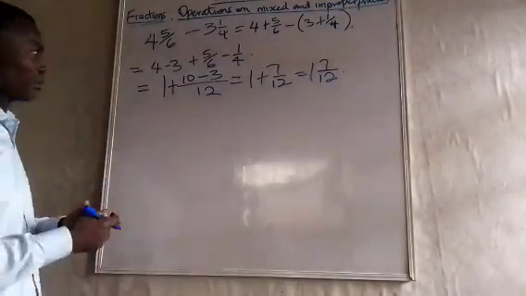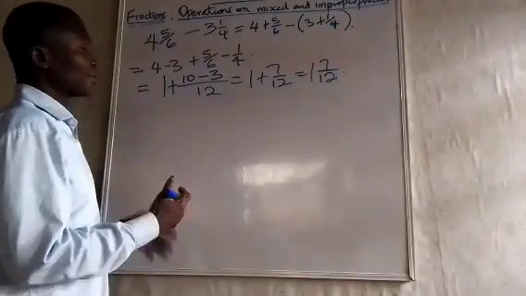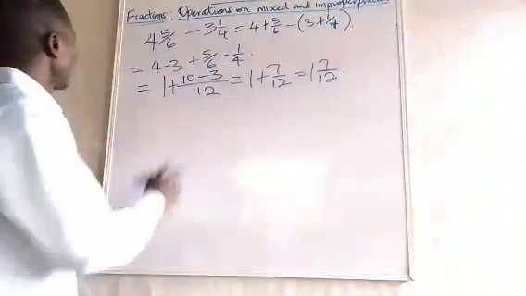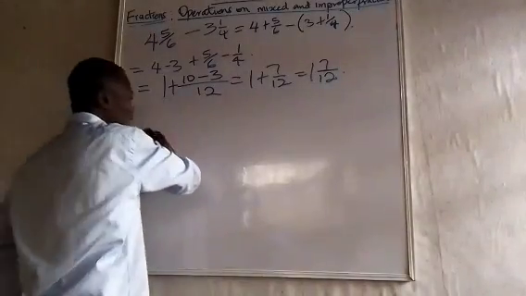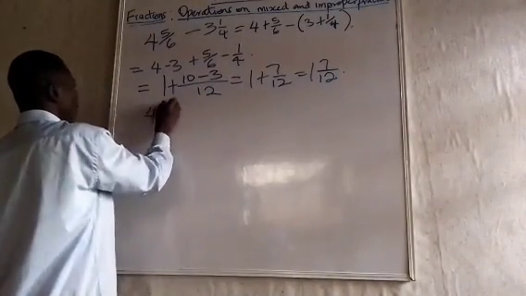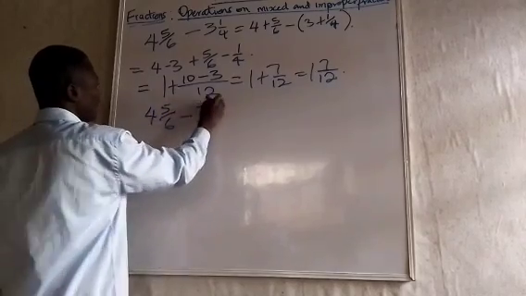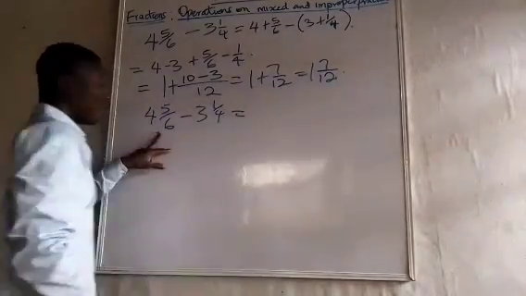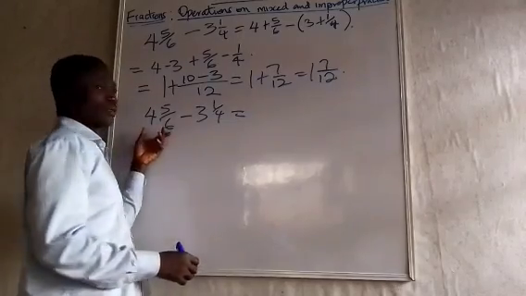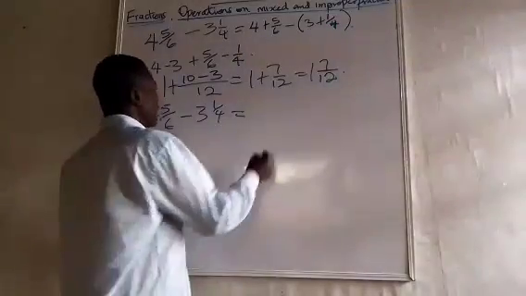Now let's go a little bit and see what we can do. There are times you will need to take 1 from this. But before then, let's look at what happens if we convert this one first to improper fractions. So let's try. So 4 5 over 6 minus 3 1 over 4, now you can see we convert this one to an improper fraction. 4 times 6, 24, plus 5, 29.